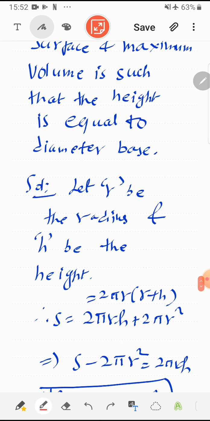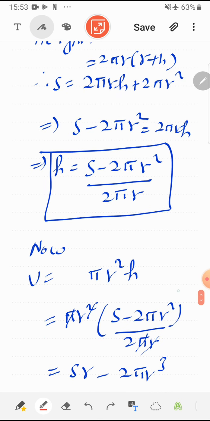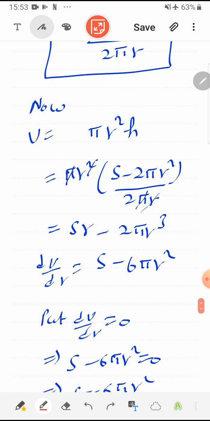Let r be the radius and h be the height, so that total surface area is 2 pi r into r plus h. After opening the bracket, this. Remember s is constant, so I will take the benefit of s. I will convert either r or h in terms of other variable. So as h is present only once, this is better to have value of h in terms of r. So we have done this. Now let us pick the volume which we have to maximize, which is pi r square h. So put the value of h here, do the necessary simplification, cancellation, and we are left with sr minus 2 pi r cube.